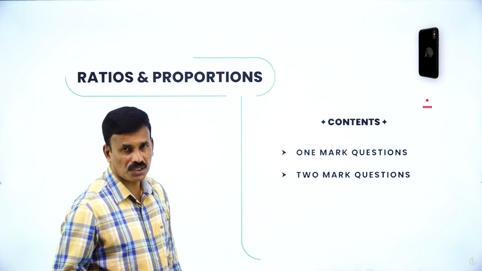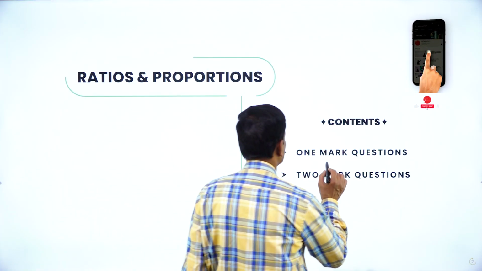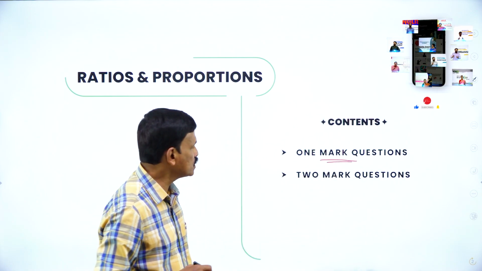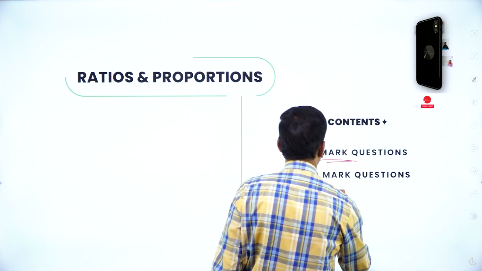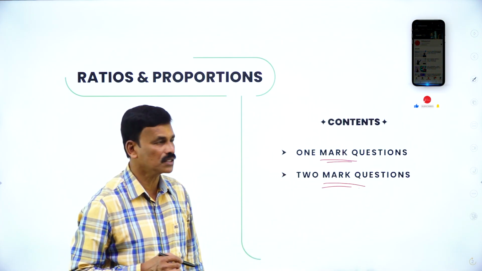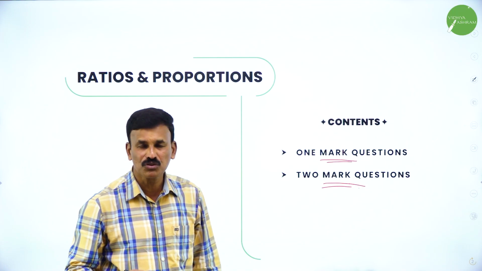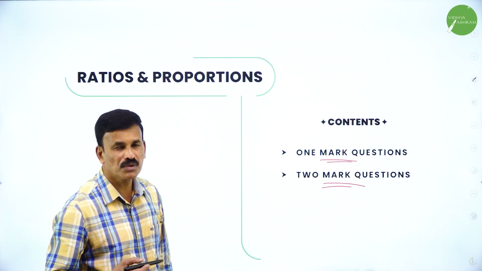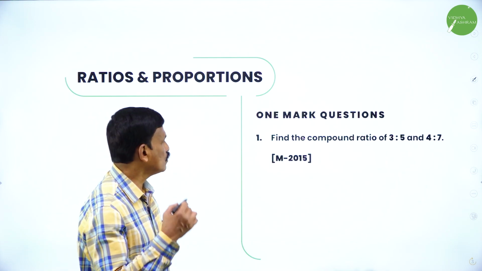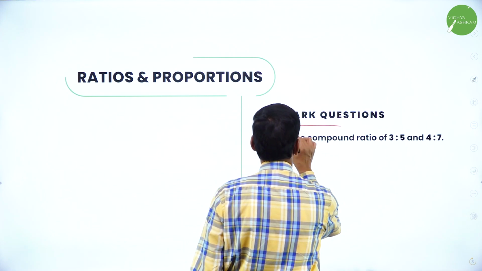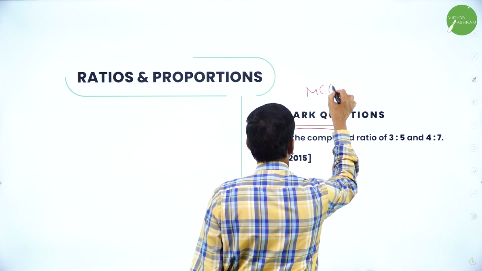In this chapter you are going to get 1 mark questions, two 1 mark questions, one from ratios and one from proportions, and one 2 marks question. So totally 4 marks is the weightage for this chapter. You won't get any 5 marks, 3 marks or 4 marks questions from this chapter. Now let us know regarding 1 mark MCQ questions. So these are all MCQ questions, right?